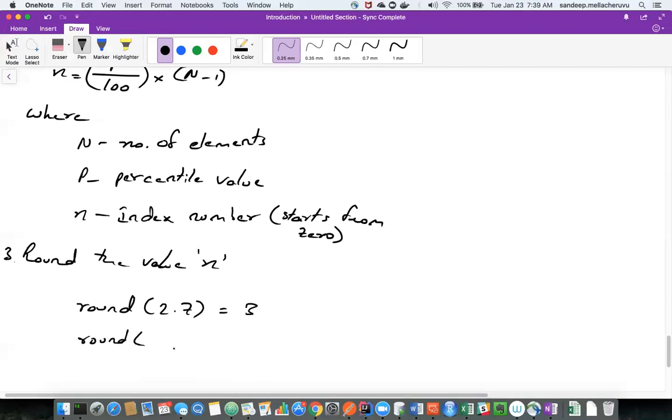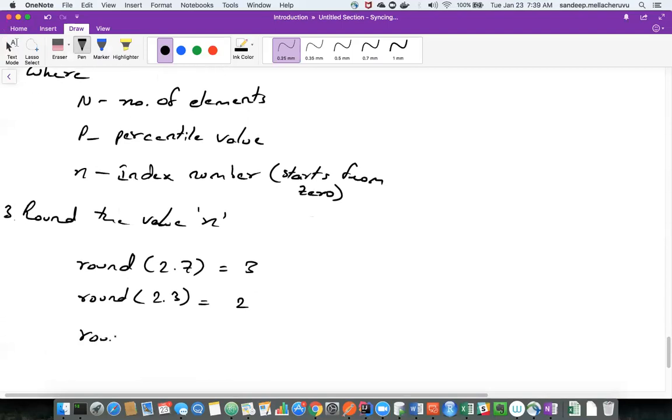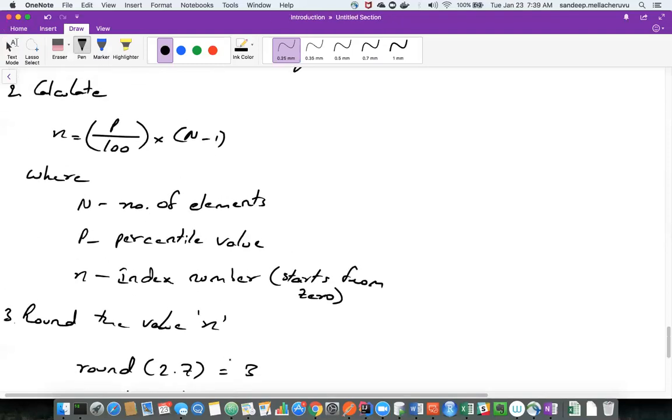If you round off, let's say, 2.3, you should get 2. And if you round 2.5, for example, if it is exactly at the half, then you take the upper value, which is the 3. Is that clear? How to round?